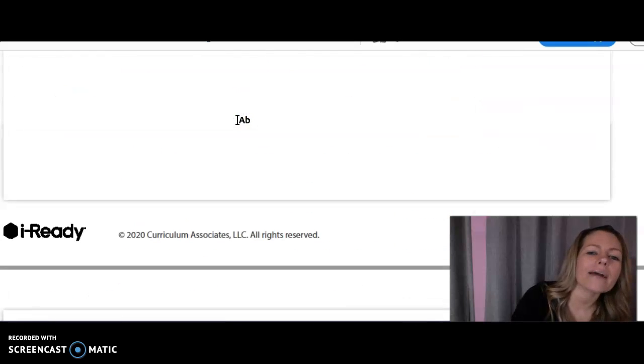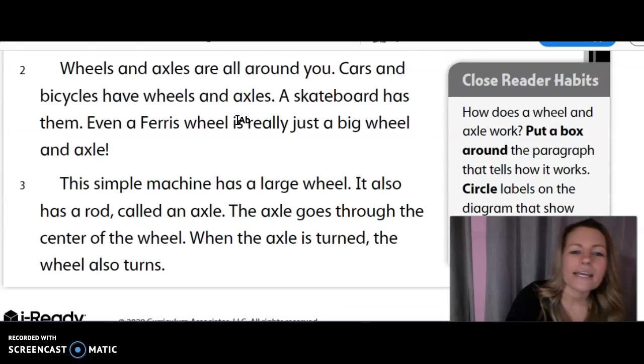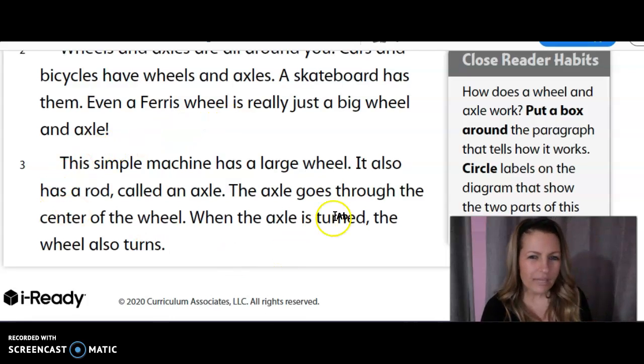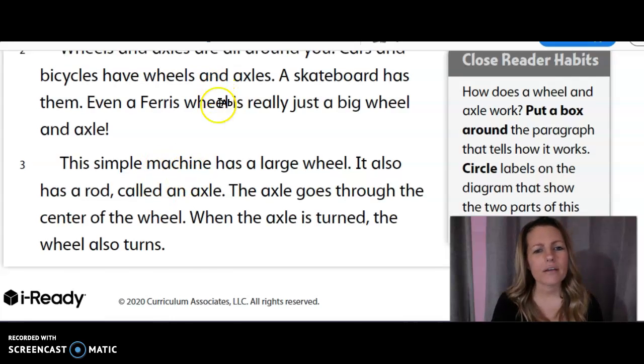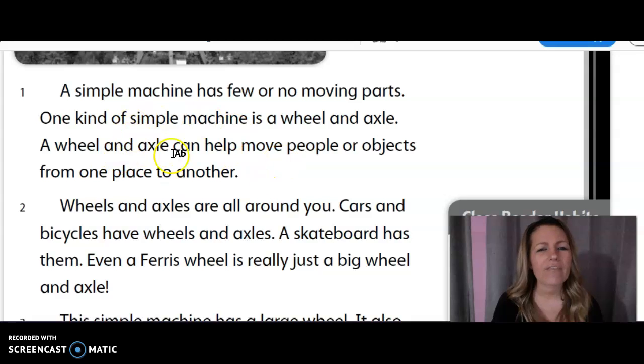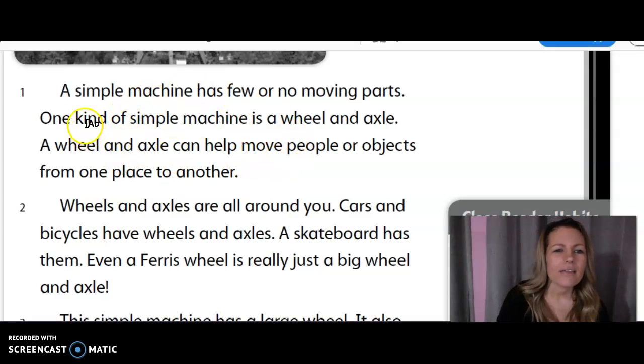Well, if I go back up to the text, I can see in this last paragraph, I remember it telling me a lot about how a wheel and an axle come together. This first paragraph is really just telling me that a wheel and an axle is a simple machine.